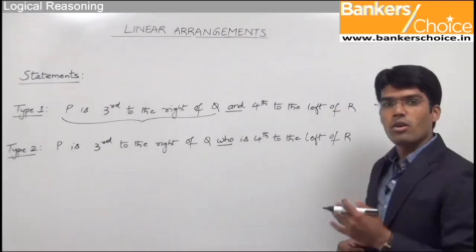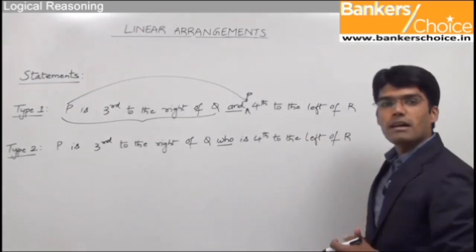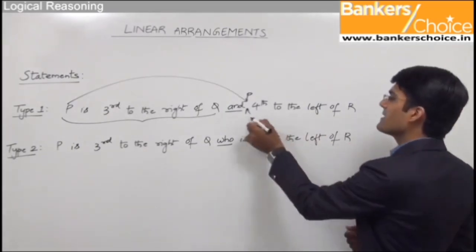As we have already discussed in case of circular arrangements, whenever the word 'and' is used, we always refer to the first person. So we can say that P is fourth to the left of R. So the second part of the statement here is P is fourth to the left of R.